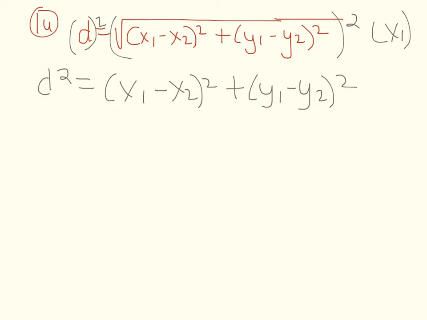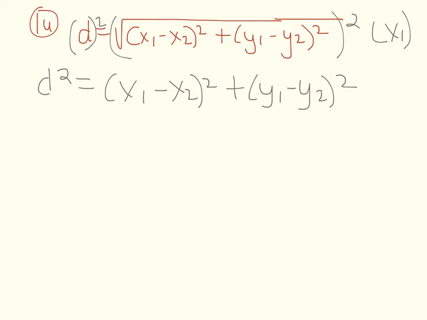y2) squared. So those exponents attached to our x1 minus x2 bracket and that y1 minus y2 bracket are still there because they're within that square root sign. So all we have done is gotten rid of that square root, and that's why they are still there.